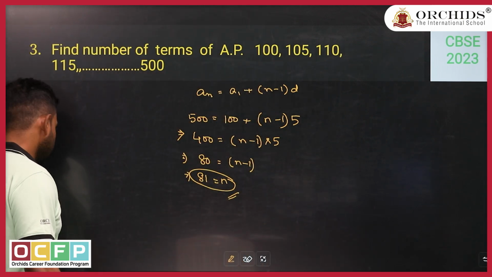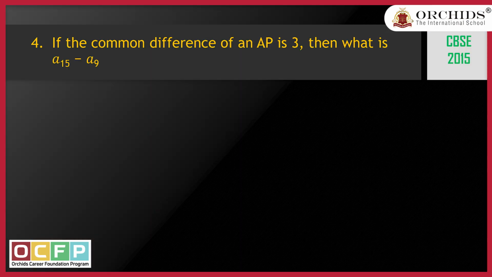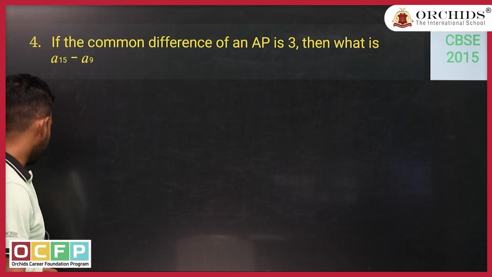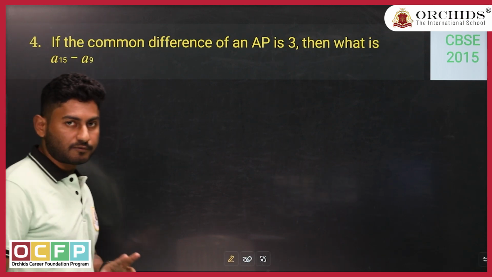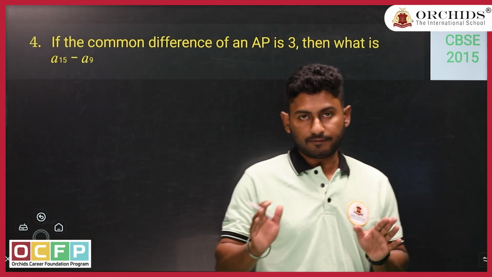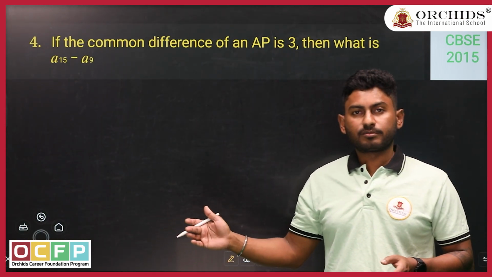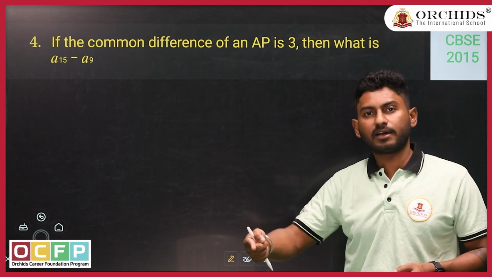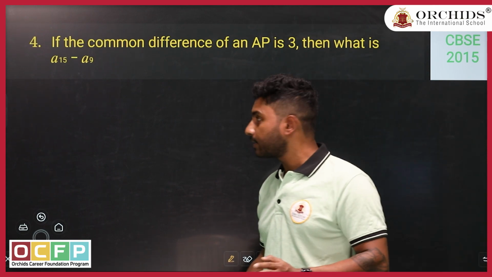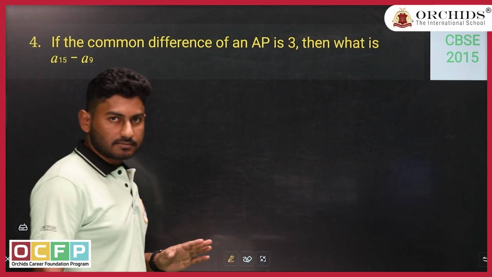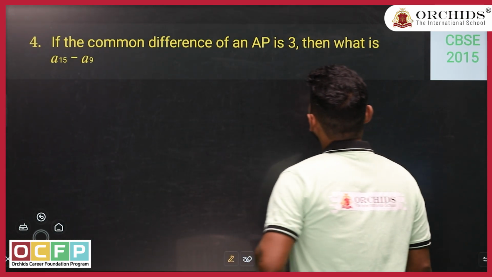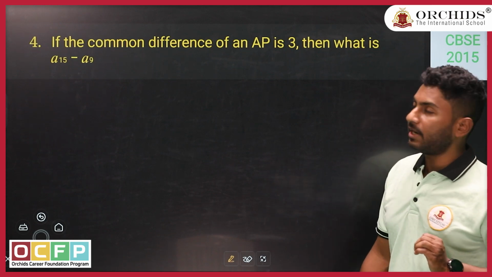Let us go to the next question, question number 4. So this particular question is from CBSE 2015. I hope you are solving by your own as well. If not, pause the video, start again, then again rewind the video and check. Fine. If the common difference of an AP is 3, common difference is given, then what is A15 minus A9?